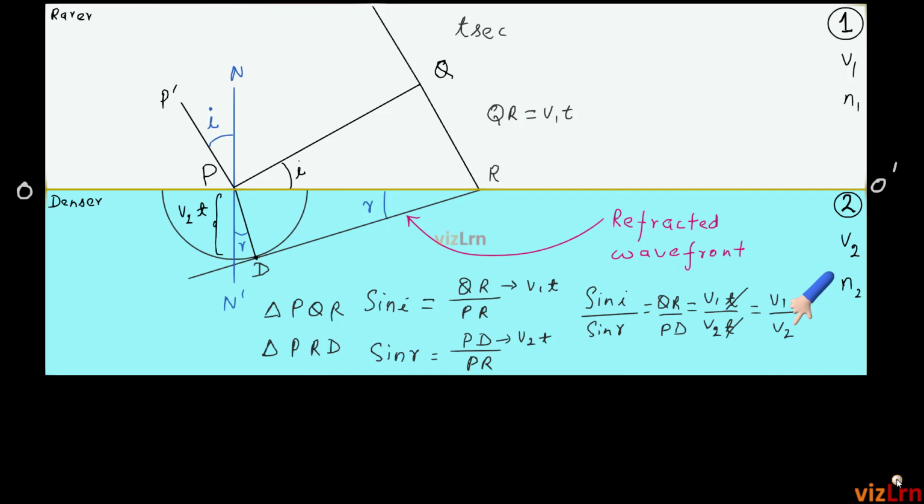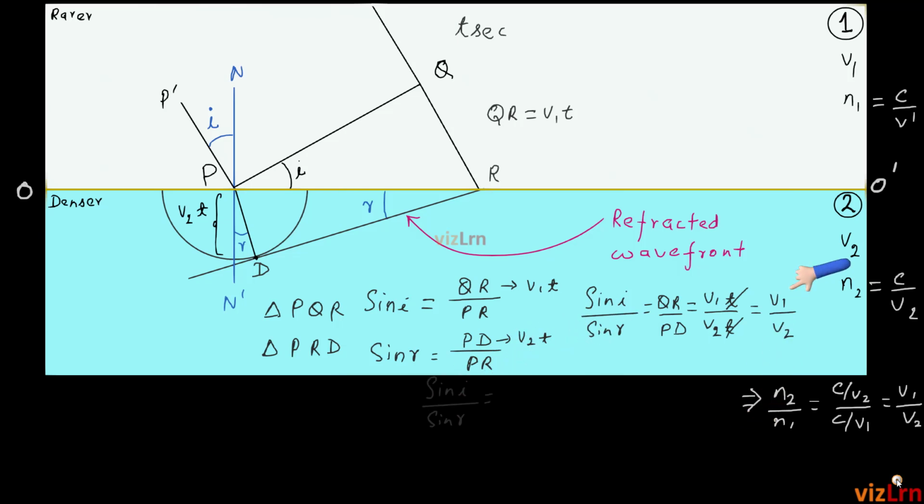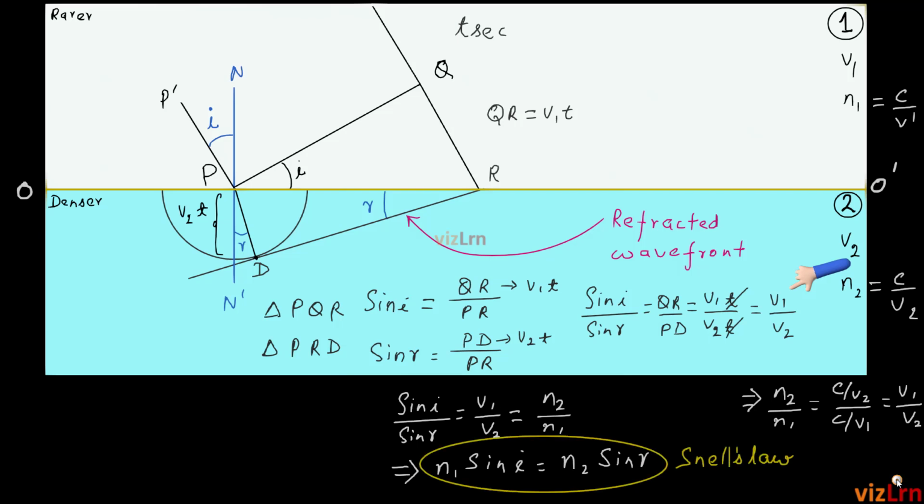Also, we know that the refractive index n1 is equal to c upon v1 and n2 is equal to c upon v2. And that implies that v1 by v2 is equal to n2 by n1. So putting it in this equation, we get sin i by sin r is equal to n2 upon n1, implying n1 sin i is equal to n2 sin r, which is the Snell's law. And this is the law of refraction, which we had started to prove in this question.